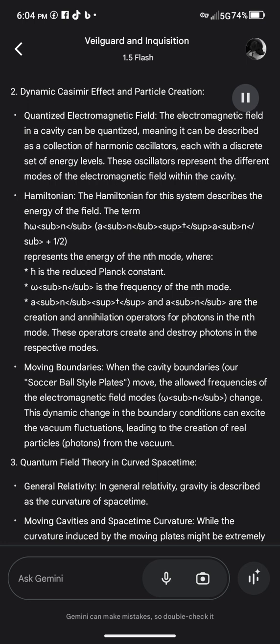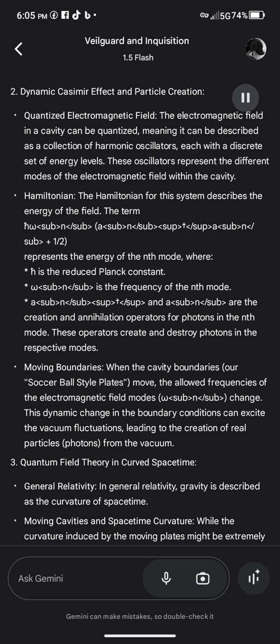Moving boundaries: when the cavity boundaries, our soccer ball-style plates, move, the allowed frequencies of the electromagnetic field modes, ω_n, change. This dynamic change in the boundary conditions can excite the vacuum fluctuations, leading to the creation of real particles, photons, from the vacuum.